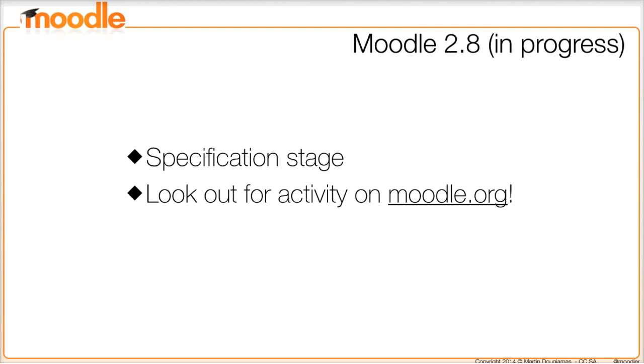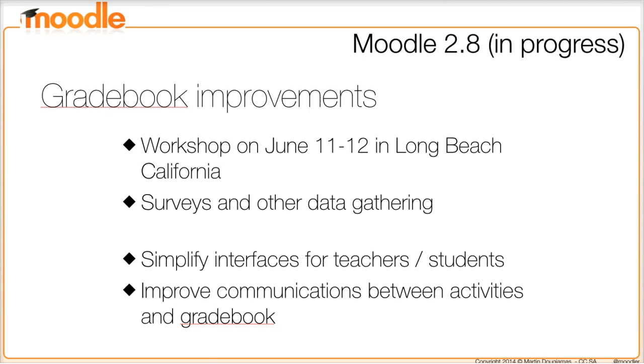As usual, we are bound to a particular time for the release. So if things aren't done, they aren't done. But at least we'll have specifications and we'll know where we're going. So let me go through what they are. Now the first one here is long overdue gradebook improvements. The gradebook has not changed significantly since Moodle 1.9. It's had a number of incremental things, but I think most people agree the gradebook could use some improvement.